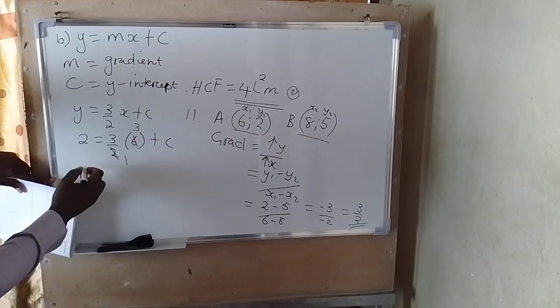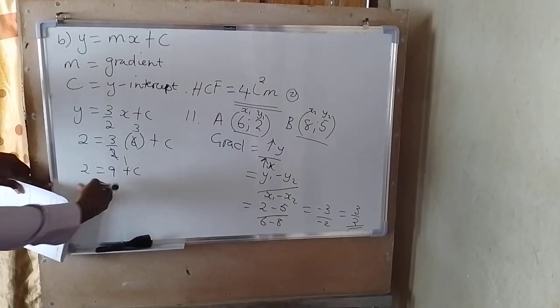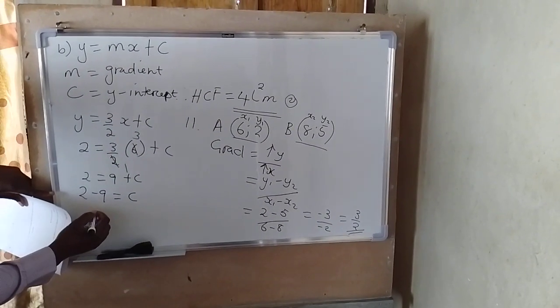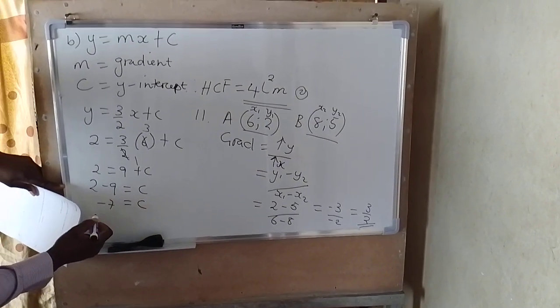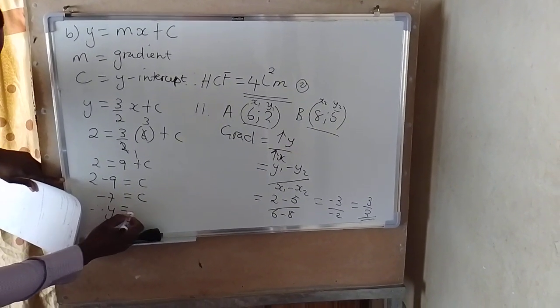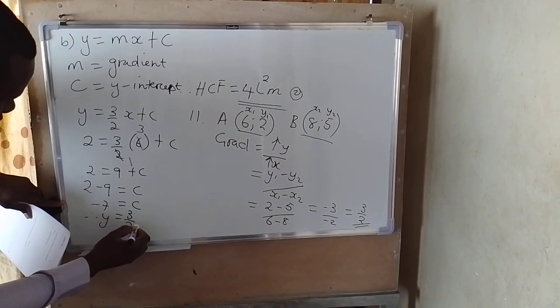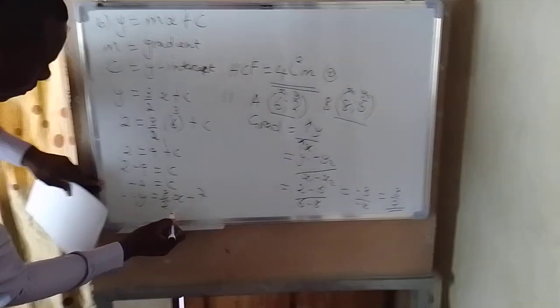Then multiply 3 times 3, that's 2 equals to 9 plus c. Like terms, this becomes 2 minus 9 is equals to c. Then minus 7 is equals to c. Therefore, our y is equals to 3 over 2x minus 7.